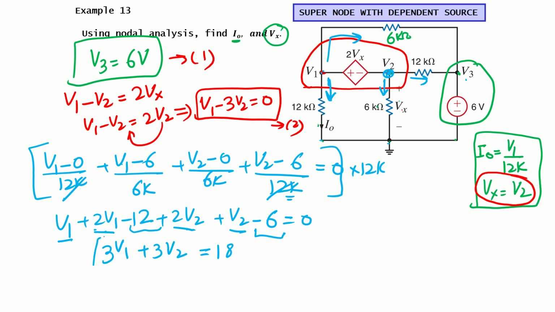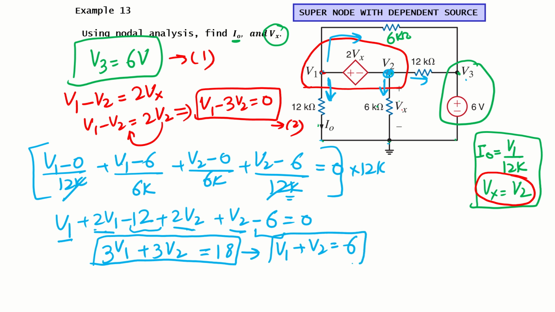This can be further simplified if we divide everything by 3. So V1 plus V2 will be 6, and that gives us another simplified version of this equation. This is my equation 3. If you compare equation 1 and equation 3, we have two unknowns, and we can find them easily.